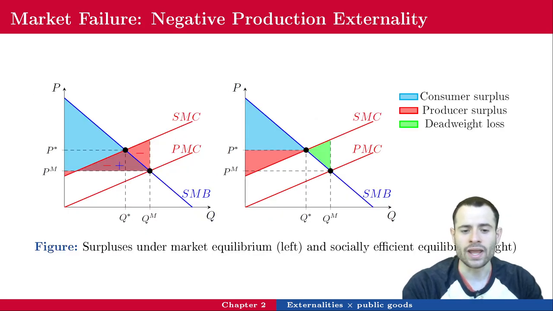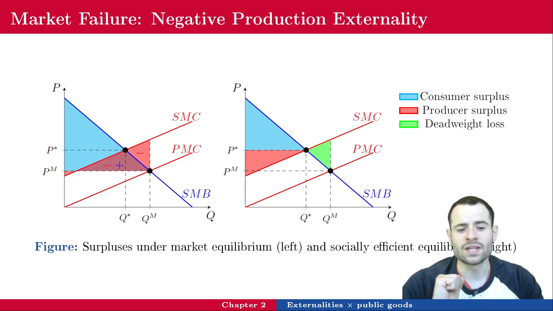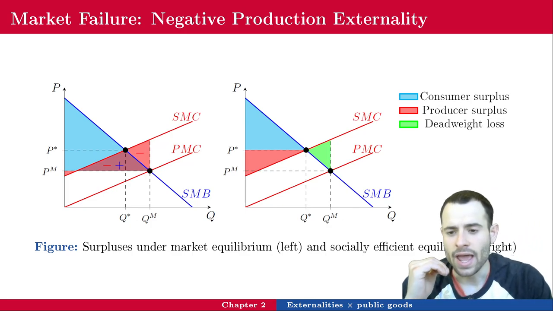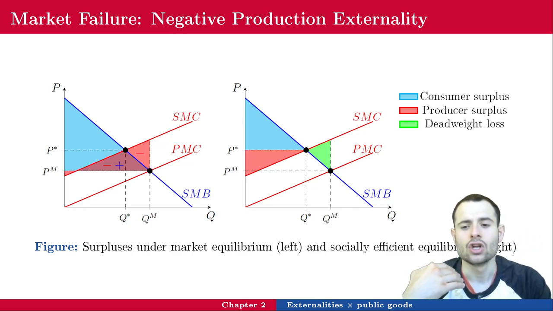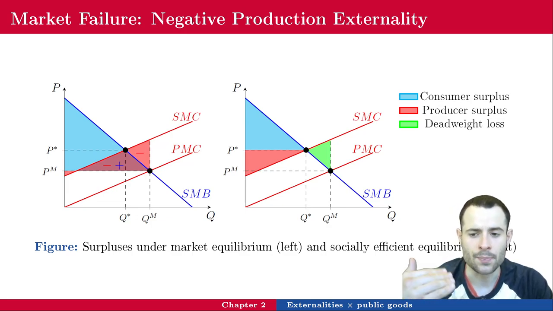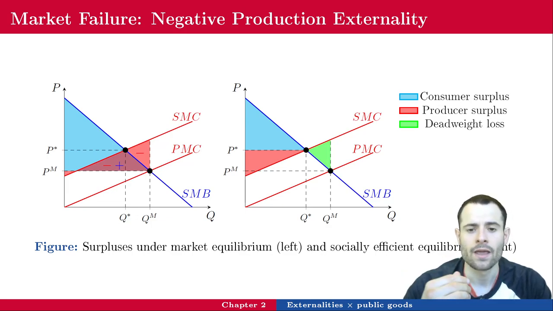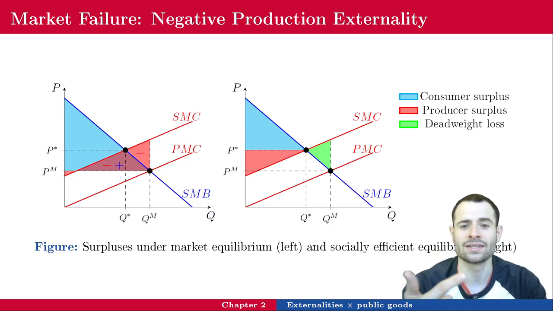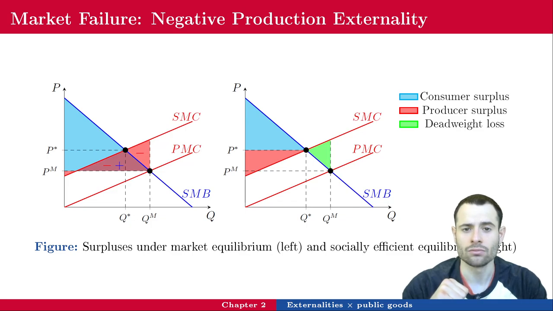Let's look at this on a graph. First of all, those graphs depict quantity and price, and they depict SMC and PMC, which are social marginal cost and private marginal cost. SMB is the social marginal benefit. You can look at SMB as being a demand curve that gathers everybody, like an aggregate demand curve. Private marginal cost would be the supply curve of firms in general.